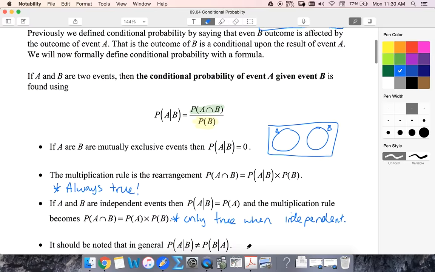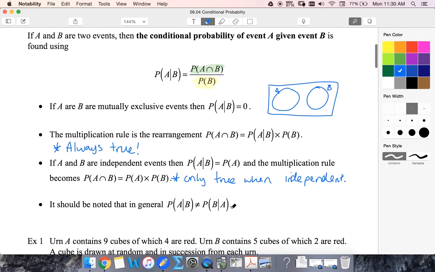Usually, probability of A given B does not equal probability of B given A. And in the next videos, there's going to be clearer examples, I hope.